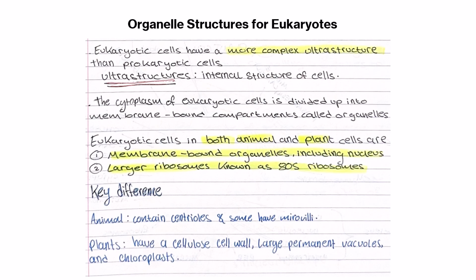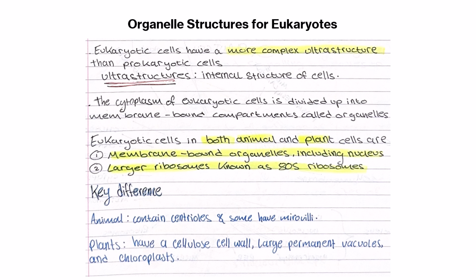Okay, so organelle structure for eukaryotes. So eukaryotic cells have a more complex ultrastructure than prokaryotic cells. Ultrastructure just simply means the internal structure of cells. You do not need to know the meaning of ultrastructure for your exam. So the cytoplasm of eukaryotic cells is divided up into membrane-bound compartments called organelles. Eukaryotic cells, in both animal and plant cells, have membrane-bound organelles, including the nucleus. And they also have larger ribosomes than prokaryotic cells.